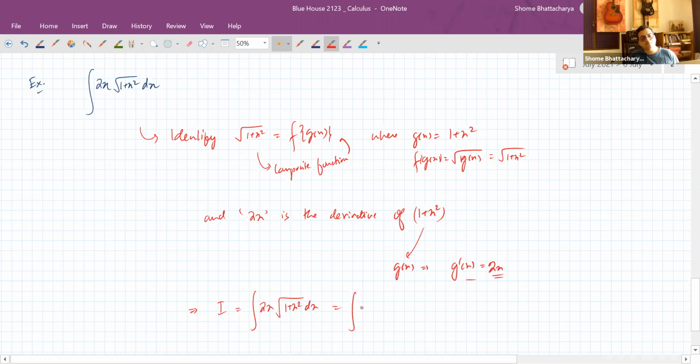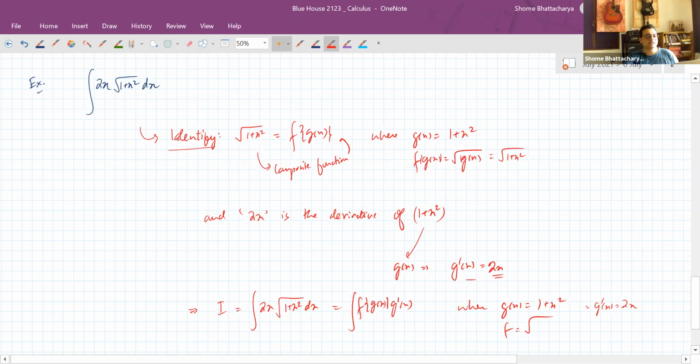It is of the type where we know what gx is. Gx is 1 plus x square and f is the square root function. Therefore g prime x is 2x and so on. So the first thing is to be able to identify that this thing is happening in this particular integration.